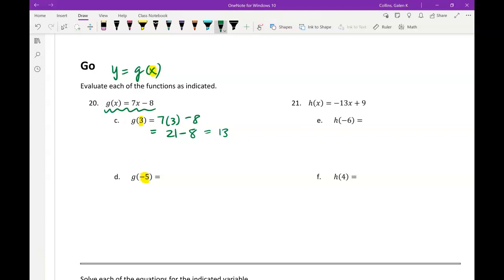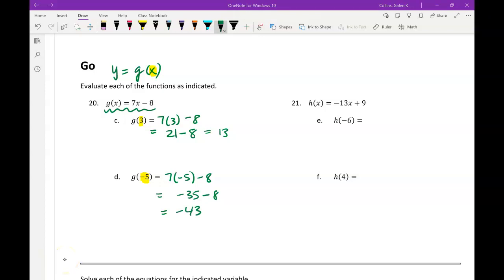All right, if we try D, we're going to do the same thing, but with a -5. So 7 times -5 minus 8. 7 times -5 is -35. When I subtract 8 from that, that's really like I'm adding 2 negatives. I could think of that as like -35 plus -8. So I should get -43.